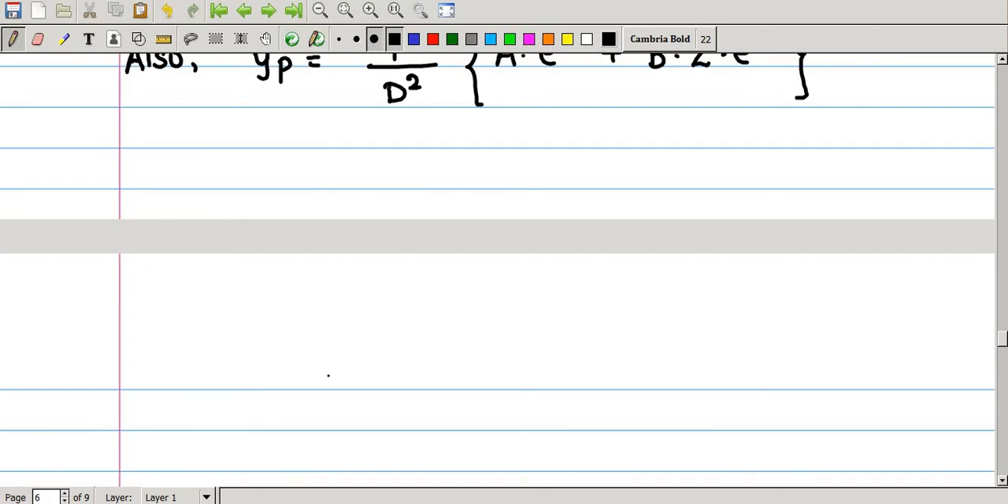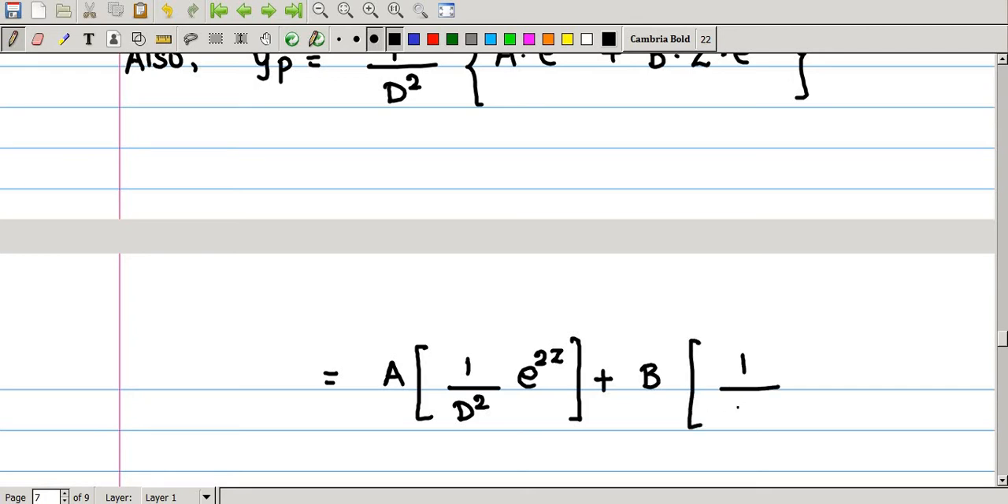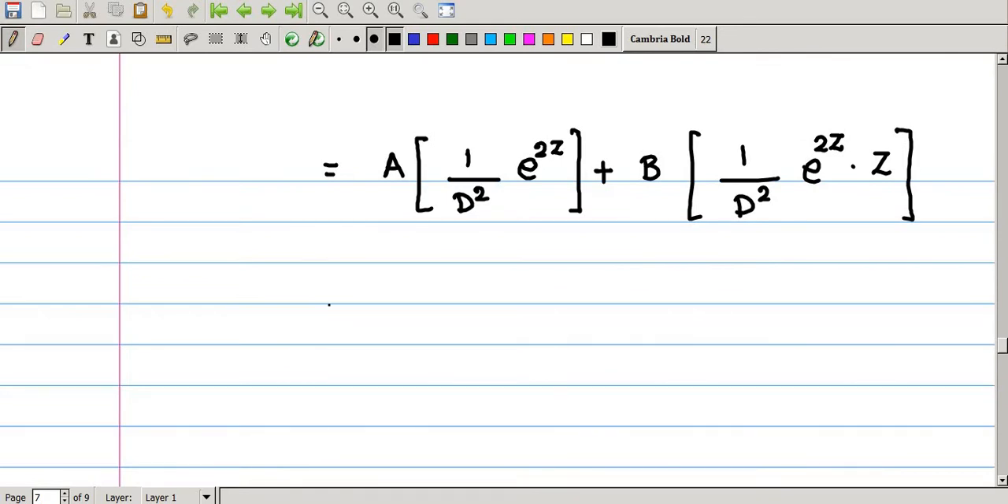So we operate that auxiliary equation one by one. That is 1 upon D square into e raised to 2z plus b into 1 upon D square e raised to 2z into z. It is up to you how to simplify this. You can take the double integration or you can use the shortcut method formula. For an exponential function, the shortcut method formula is to keep the exponential function as it is and replace D by a. In this case, the value of a is equal to 2.